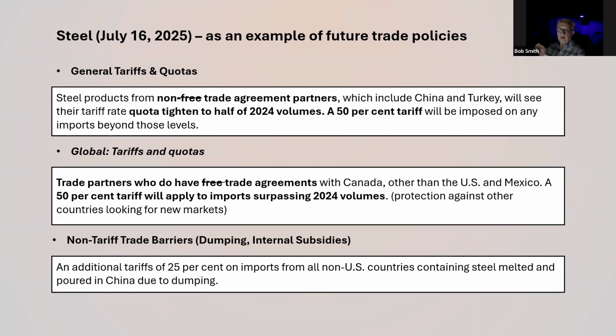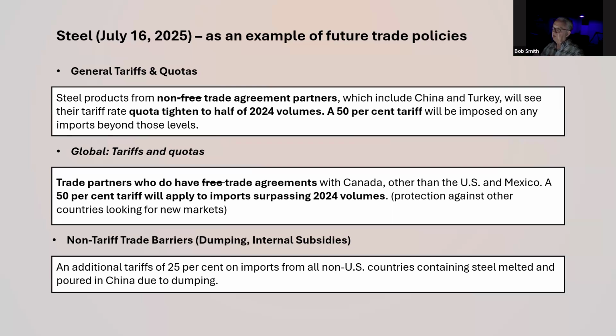And those mechanics are quite interesting, because that's where that 50% comes in. So you can say, we're going to charge everybody 50%, but you can do a trade agreement based on quotas at a lower rate. Right? But also this relatively new policy in July 16, trade partners who do have trade agreements with Canada, other than US and Mexico, which was under negotiation, 50% tariff will apply to imports surpassing 2024 volumes. So they can't increase those volumes.